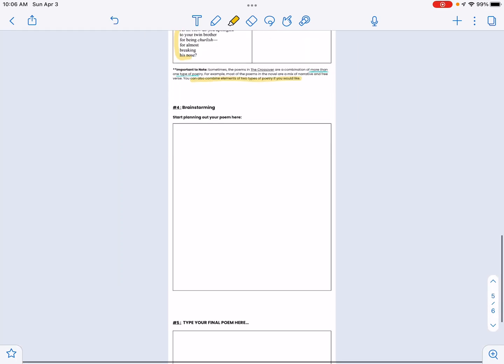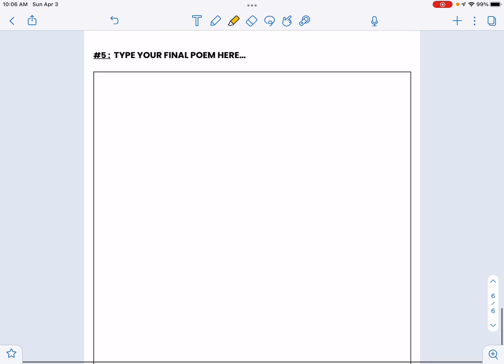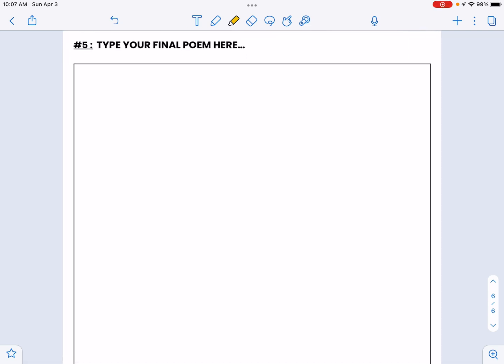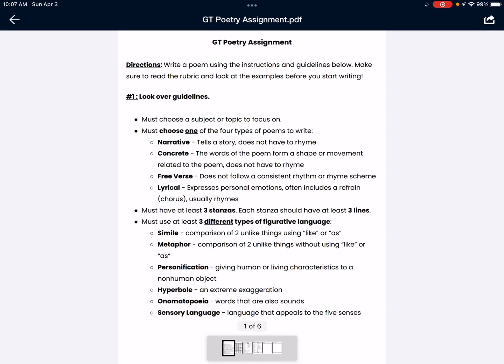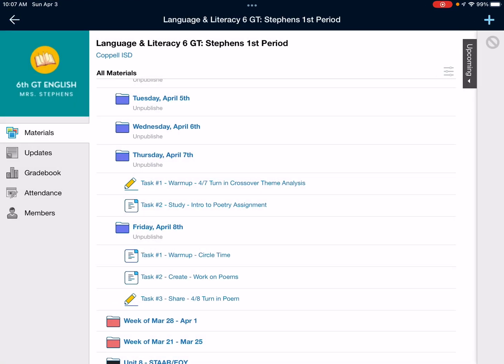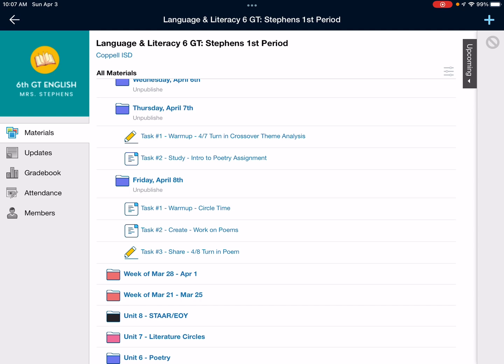Here's a space for you to brainstorm, and here's where you're going to type out your final poem. You have today and tomorrow to work on this, and it is due tomorrow at midnight. So turn in your poem tomorrow at midnight.